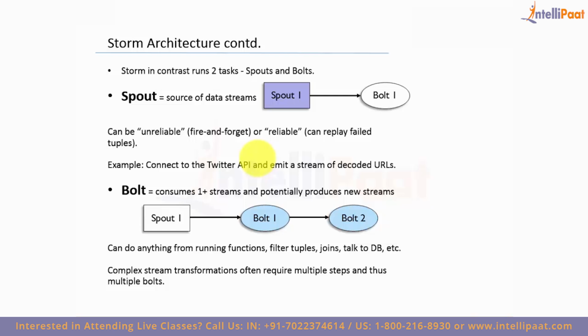Complex stream transformations often require multiple steps, and thus we have the requirement for multiple bolts. For example, I am going to have the input from a given spout or a stream. Take the example of a Twitter API. This data will be fed to bolt 1, which will process the data in one way or another.